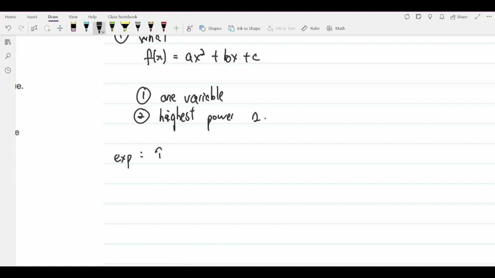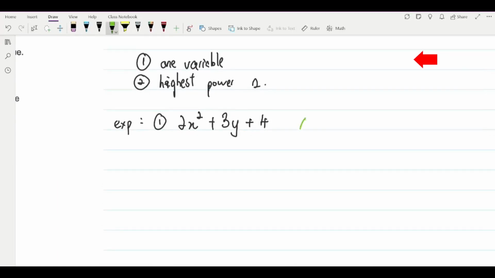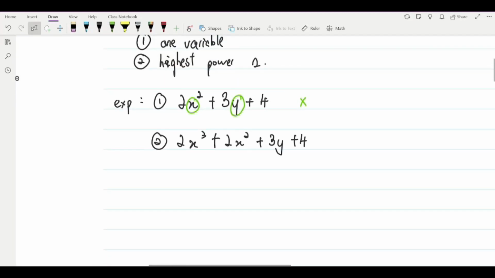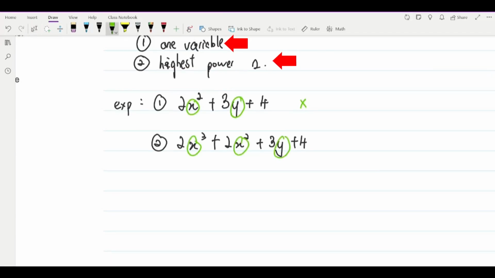So I have some example to show that it's non-quadratic function. The first example will be like 2x squared plus 3y plus 4. This is a non-quadratic function. Why I'm saying that? Because they have two variables. The second example will be like this: 2x cubed plus 2x squared plus 3y plus 4. This is also a non-quadratic function. Why I'm saying that? They have two variables and the highest power is 3.